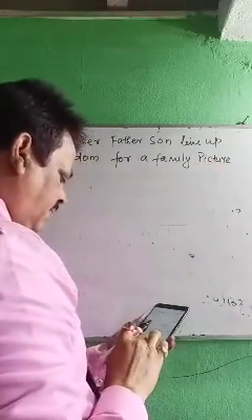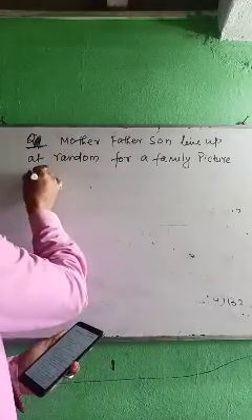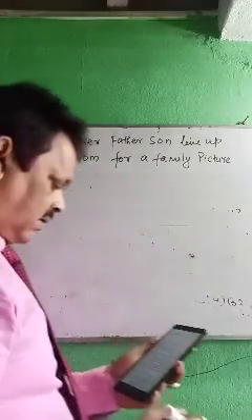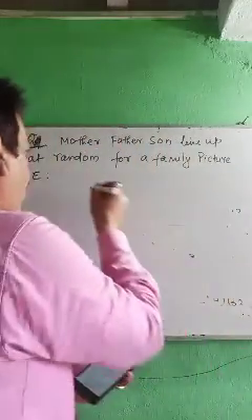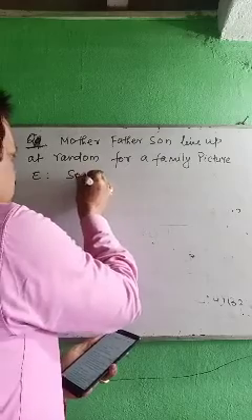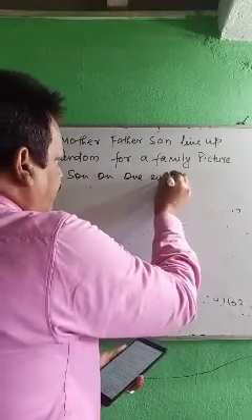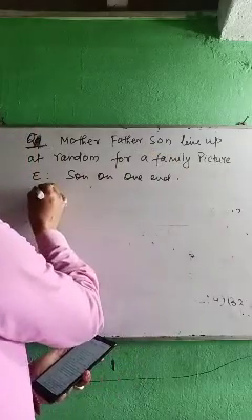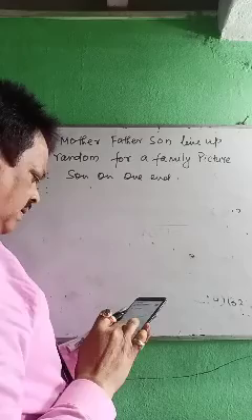Then E is the event son on one end. F is father in the middle.